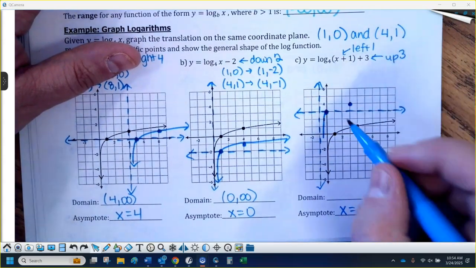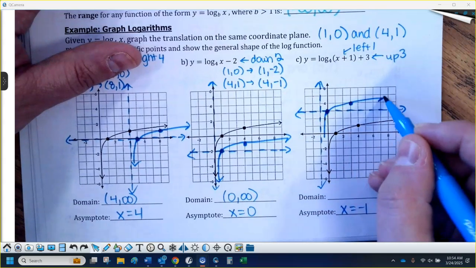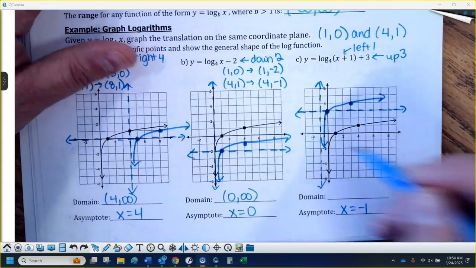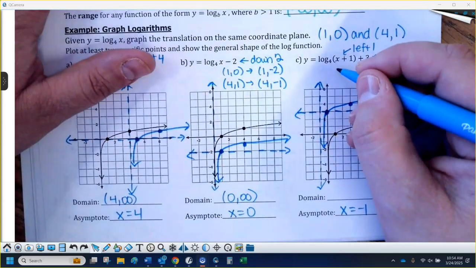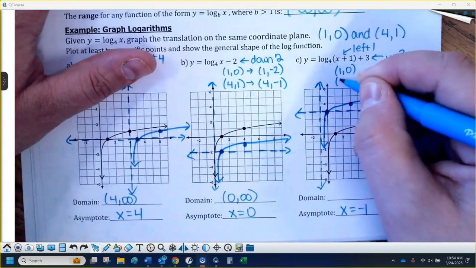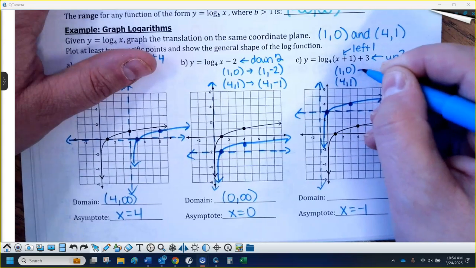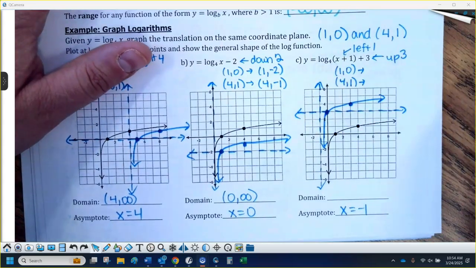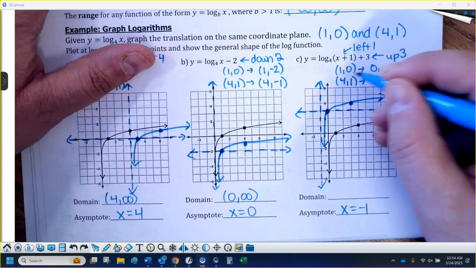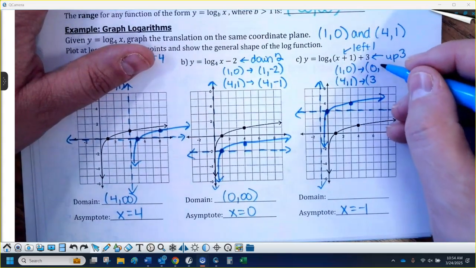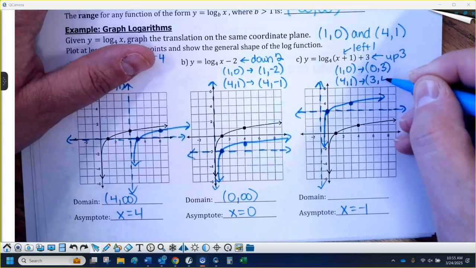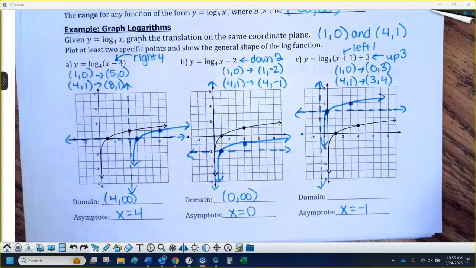So if you look at the 2 points that are already on the graph for you, it should shift them left 1 and up 3. Or if you want to do what I said with the points, like 1, 0, and 4, 1, for each x coordinate you'd subtract 1. So this would be 0, this would be 3. And for each y coordinate, you would add 3. So this would be 3, and this would be 4. And if you look at the points on my graph, that's where I'm at.